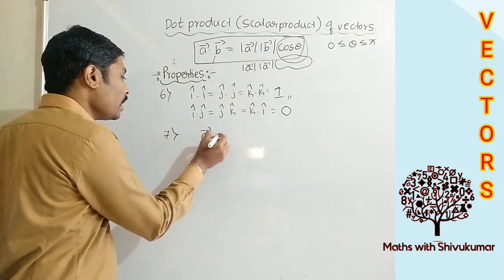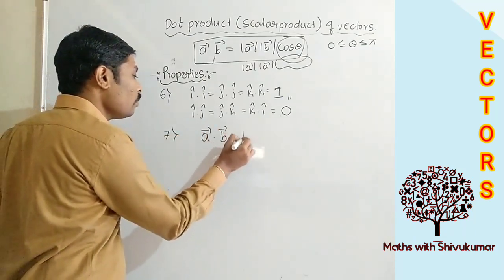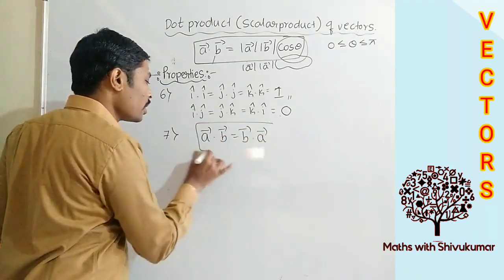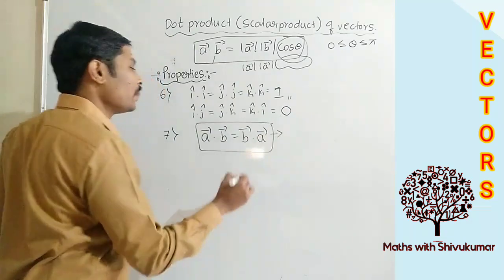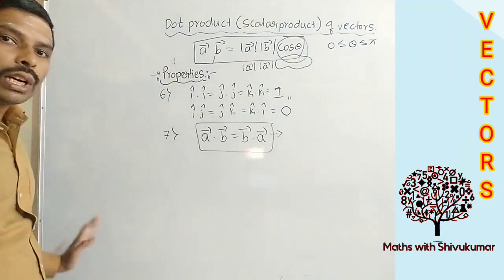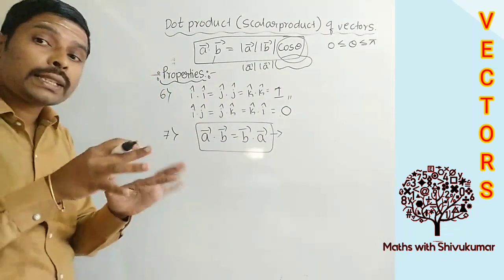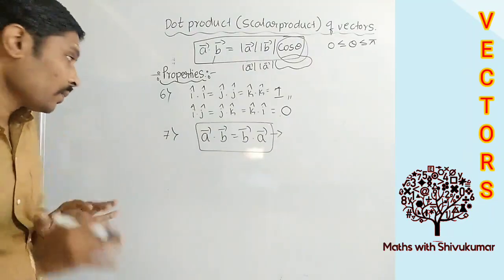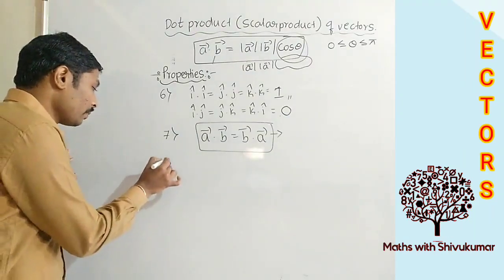Point number 7. A dot B is always equal to B dot A. Means the dot product is commutative. Dot product is what? Commutative. The commutative property is satisfied by the dot product. Okay.